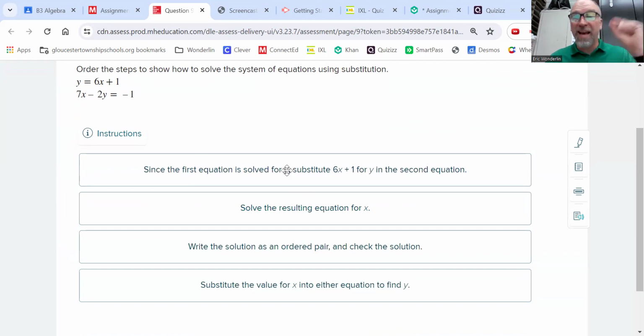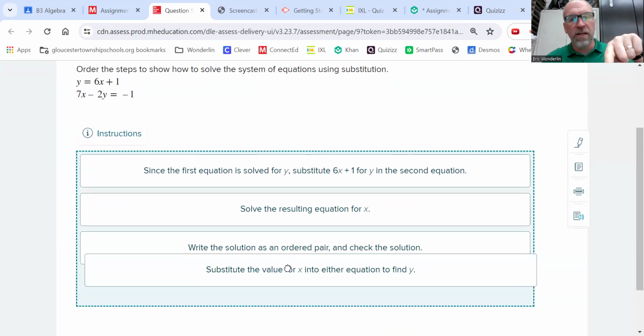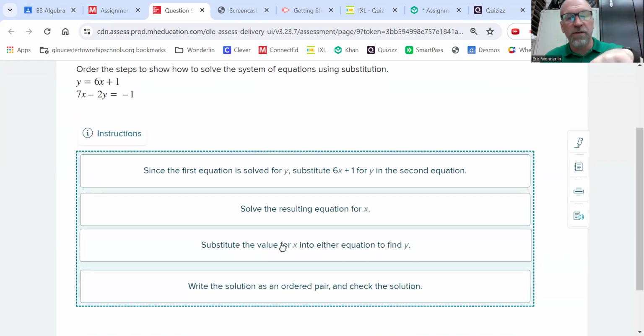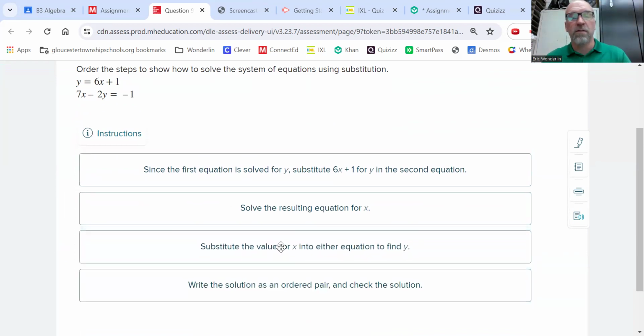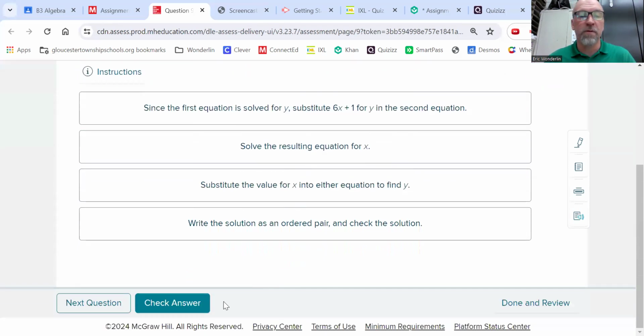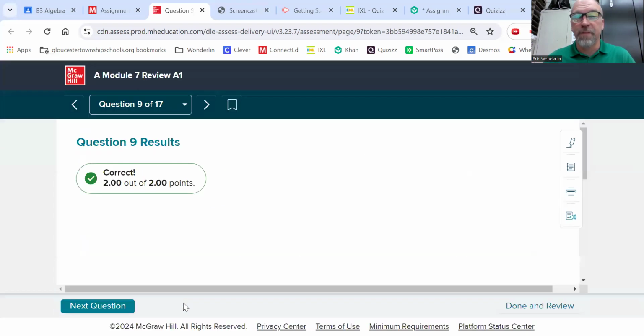Step 3, once you have x, now you need to find y. Substitute x into either equation to find y. And then step 4, write your solution as an ordered pair. Check the solution. Check means you can use the second equation, see if it's still the same. Your solution is an ordered pair. There's your final step every time. Not bad on that one, huh?